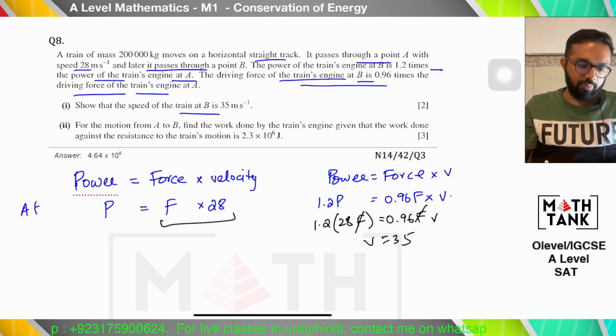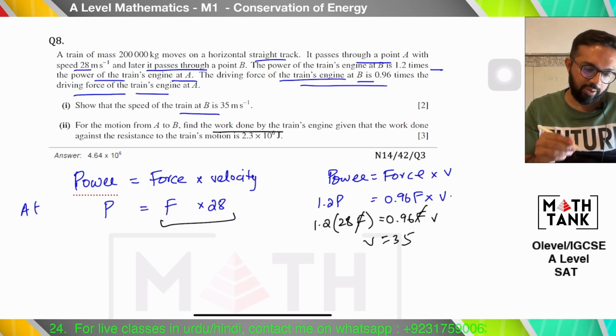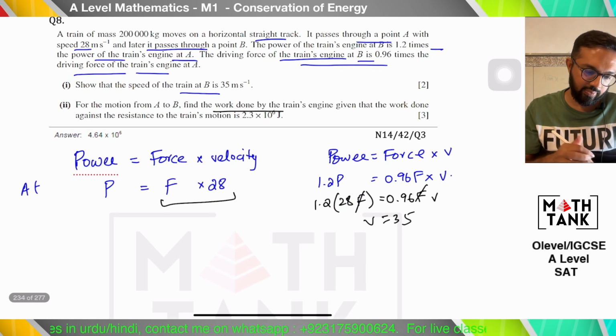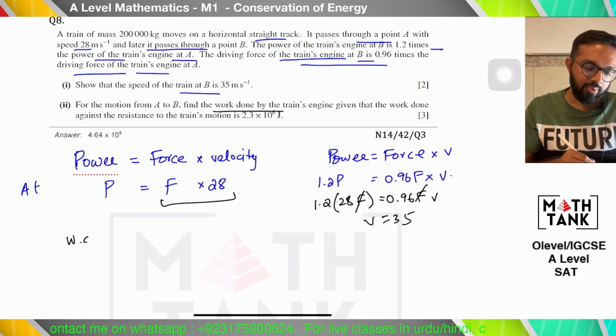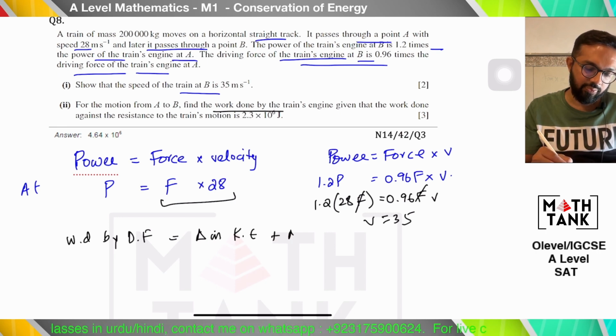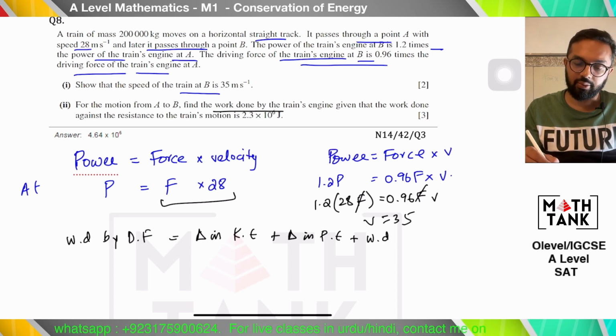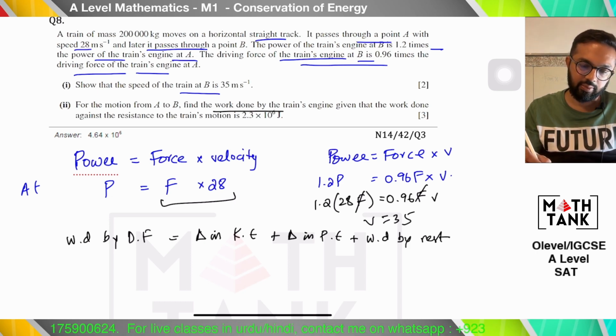For the motion from A to B, find the work done by the train's engine given that the work done against the resistance to the motion is 2.3 times 10 to the power 6. The work done by driving force equals change in KE plus change in PE plus work done by resistance.